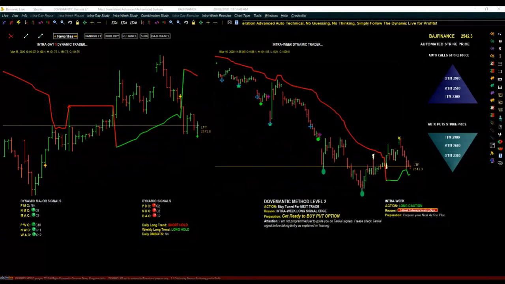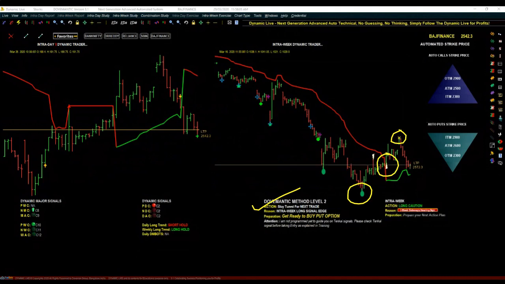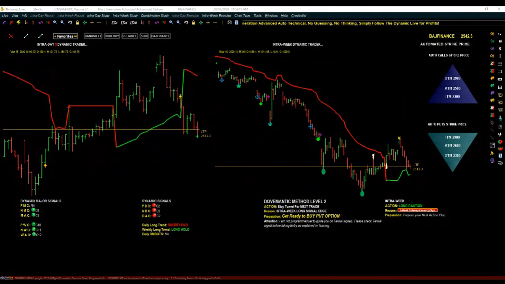Anyways, this is the case of Bajaj Finance. In Bajaj Finance, you can see here right at the bottom, these dynamic system cautions appeared, telling us get ready, the price is about to reverse, and from there the price started moving up. And at this point in time, it told us buy call option. We would have bought a call option. Right on top there was a dynamic system caution. We would have secured our profits, and from there the price started coming down, right? But in spite of coming down this far, the action information is not allowing us to trade. It is telling us stay tuned for the next trade, but in the preparation it is also telling us get ready to buy a put option. So we are waiting.